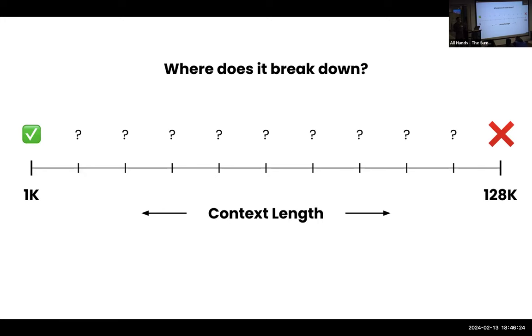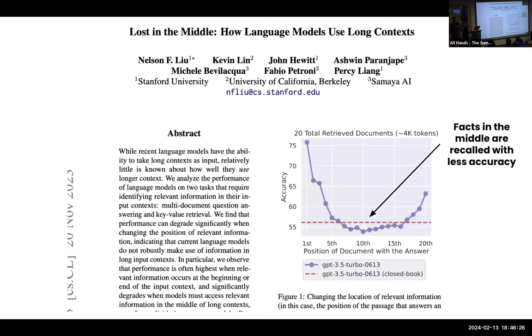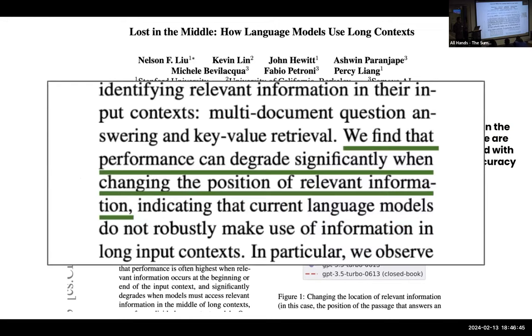But then I thought to myself, wait a minute. There's that one Lost in the Middle paper. And for those who aren't familiar with it, it was a pretty cool one that came out. It said that facts in the middle of a long context are recalled with less accuracy than facts on the front end or the tail end. And like any well-constructed abstract, they said that exactly in the front. They said, "We find that performance can degrade significantly when changing the position of relevant information."